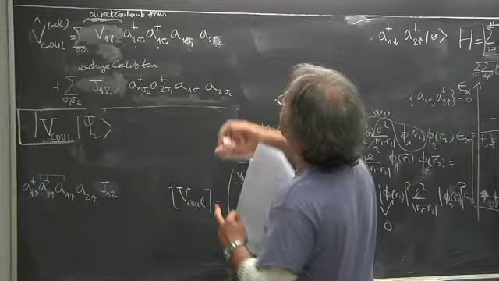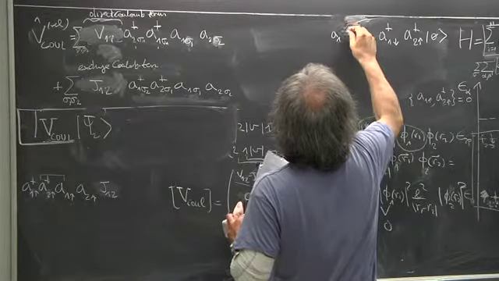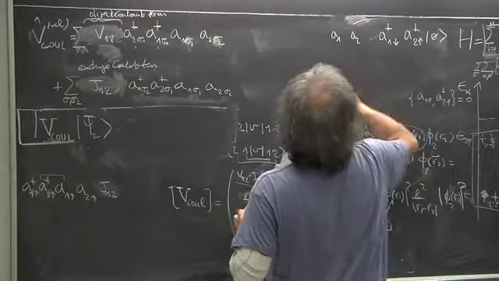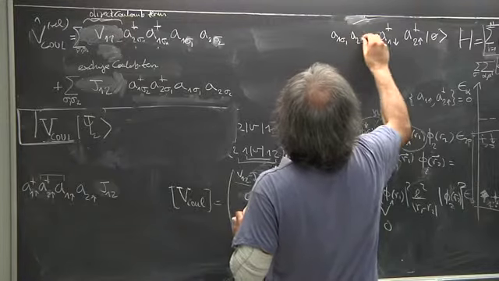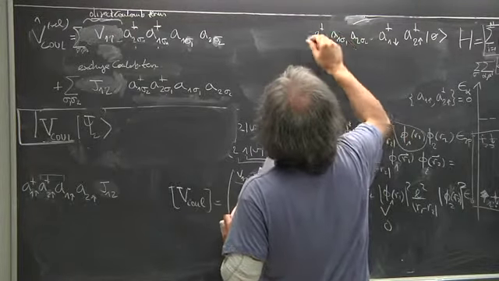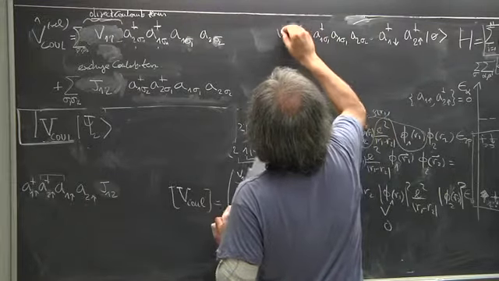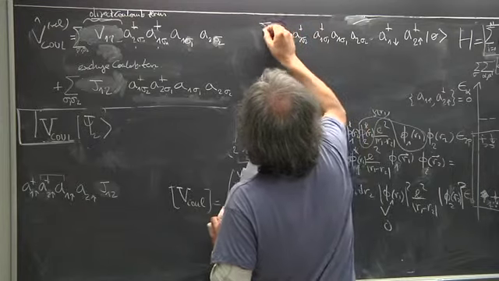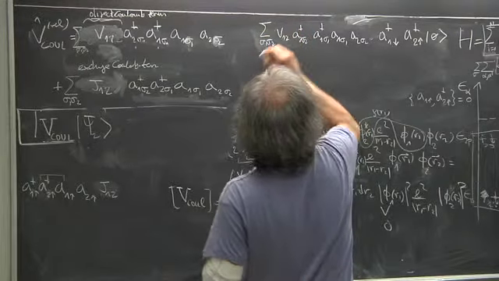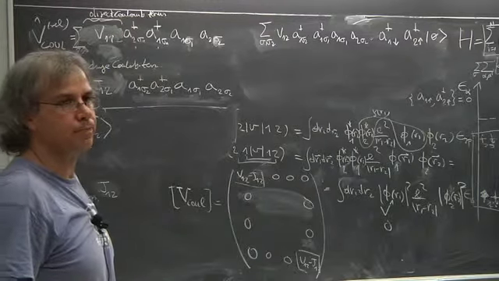There are 2 possible things. One is this one. So I have A1, A2, sigma 1, sigma 2. Then I have A dagger 1, sigma 1, A dagger 2, sigma 2, V1, 2, and I have to sum over sigma 1 and sigma 2. So tell me what sigma 1 and sigma 2 you would choose.